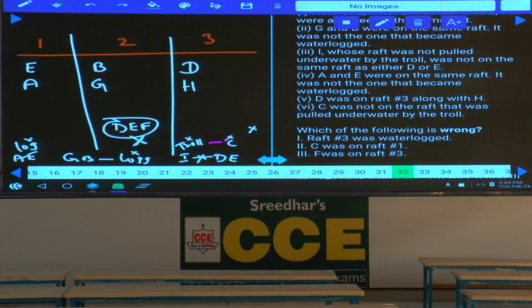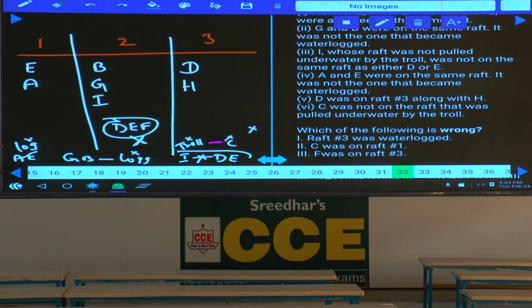Then I is not along with D and E. I, whose raft was not pulled underwater, was not on the same raft with either D or E. I cannot be in 1, I cannot be in 3, hence I must be in 2. B, G, I is fine. Now D and H. Then any other information here?